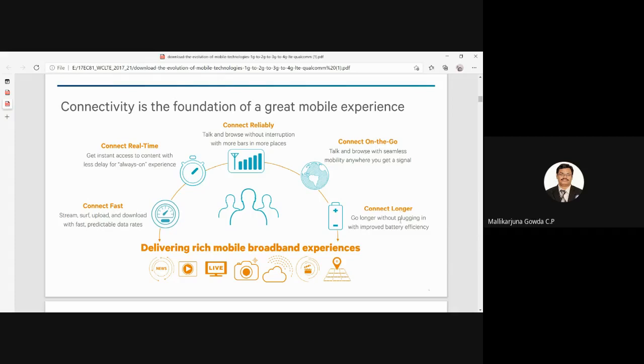So next, connect for longer. That is with improved battery life. Okay, with improved battery life, you will be able to use your device for a longer time. So what I wanted to stress is that connectivity is the foundation of a great mobile experience.